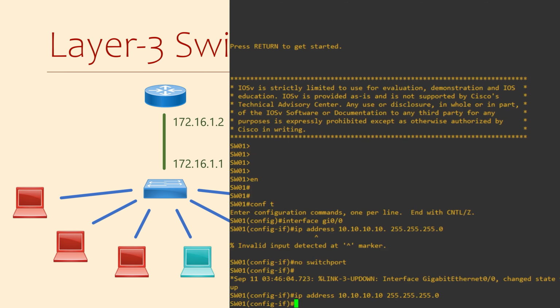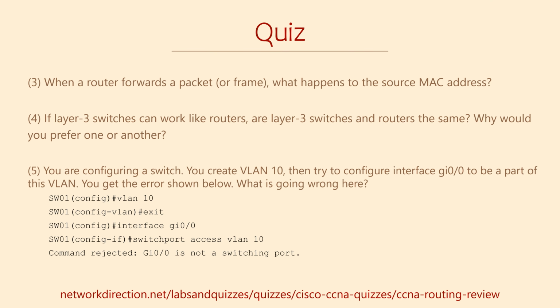We've seen that layer 3 routers can work at layer 2. We've also seen that layer 2 switches can work at layer 3. This does blur the lines between routers and switches a bit, doesn't it? Does this mean that routers and switches are effectively the same? What do you think?